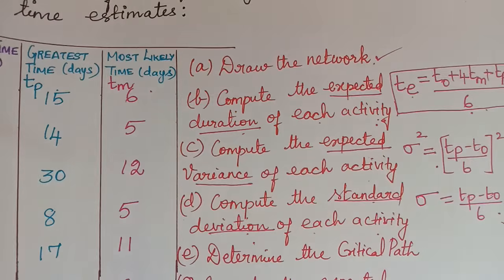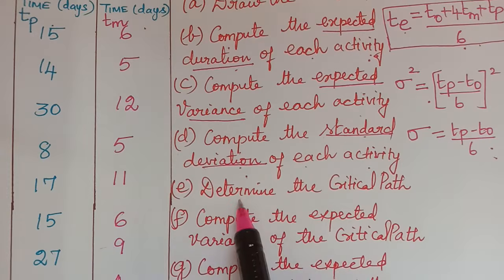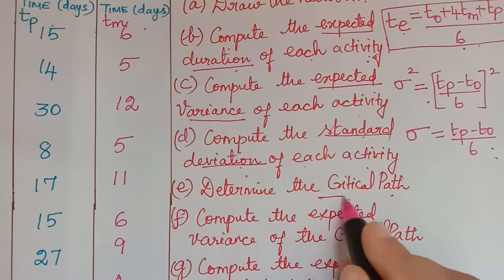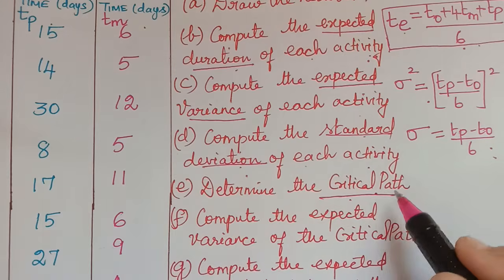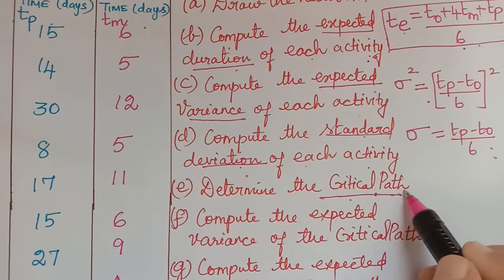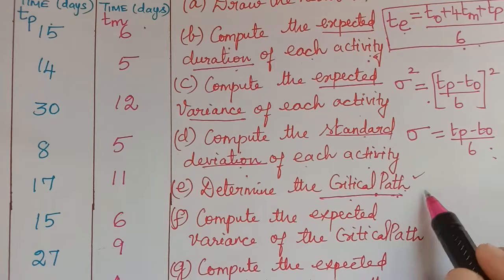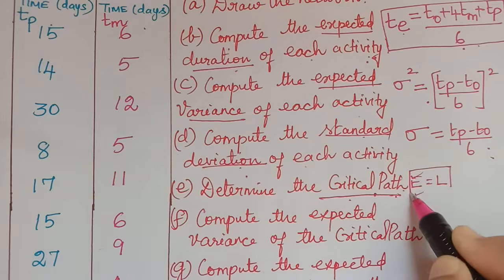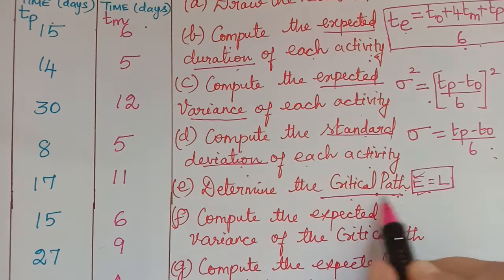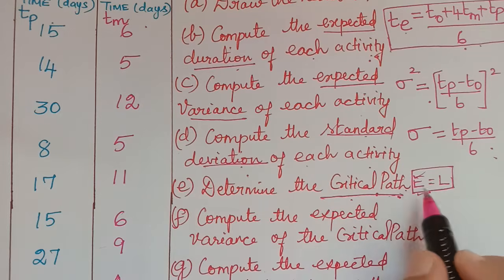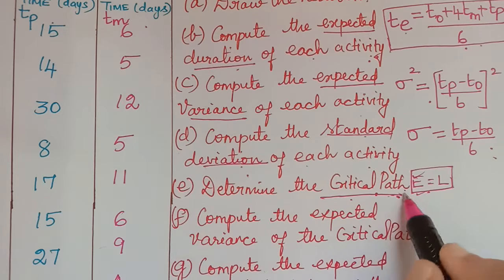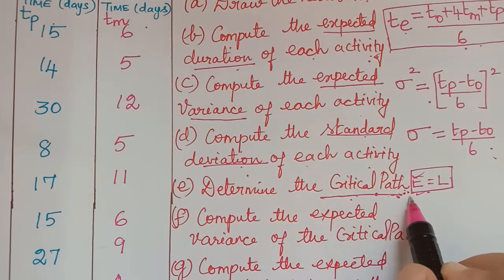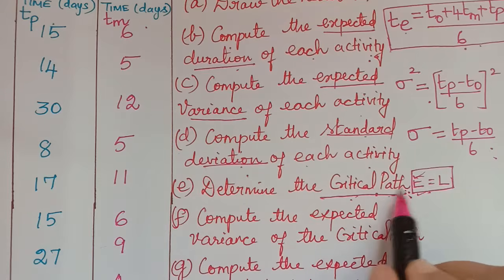And then they are asking us to determine the critical path. So we have to find the critical path. So how will we do this? Already I have shown in my previous video how to find the critical path. We have to find the earliest start and latest finish, and whenever the value of E is equal to L, then that event will be included in the critical path, and the activities along those events will give us the critical path, and adding all the expected durations along the critical path gives us the length of the project.